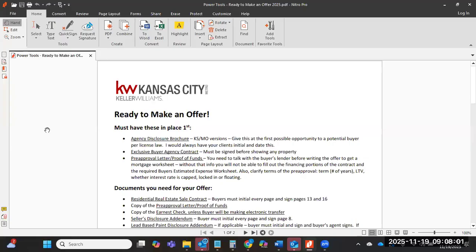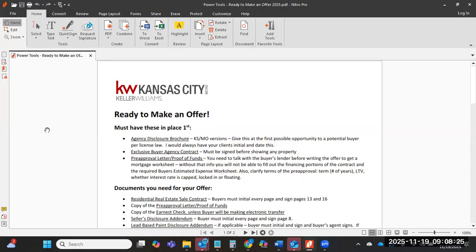But preparing to write an offer starts way before you sit down in front of your device or in front of the paper to write the offer. It starts way before you even show the property. Because there are so many things that, number one, you have to have in place before you show a property these days. You have to have an agreement of some kind with the buyer.